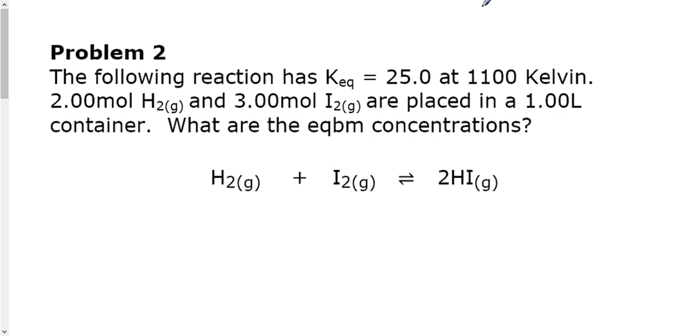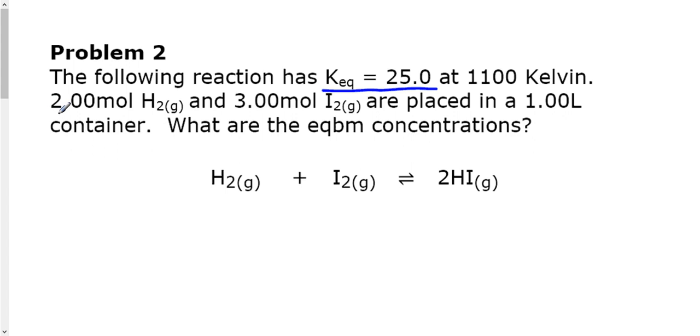So the following reaction has a KEQ of 25 at 1100 degrees Kelvin. 2 moles of hydrogen gas and 3 moles of iodine are placed in a 1 liter container. What are the equilibrium concentrations? So we have a similar type of question as before, but a little bit different numbers and scenario. So KEQ is 25. We're going to use that a little bit later.